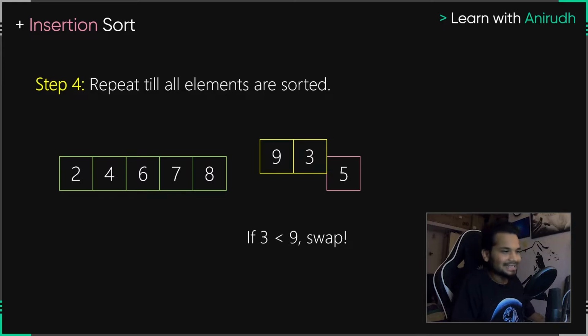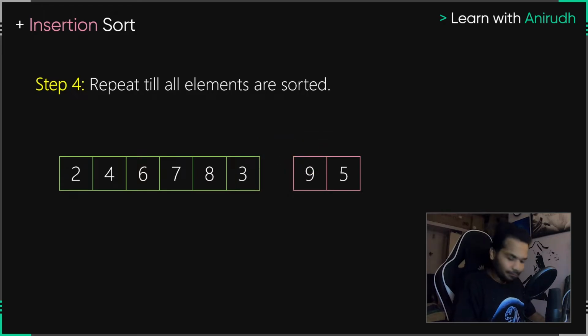The answer to that is yes, 3 is less than 9. So we swap it. And once we swap it, what do we do? We take 3 and we put it into the array. Boom. Insertion sort had to mess around now. Look at this. This is not in its final position right now.